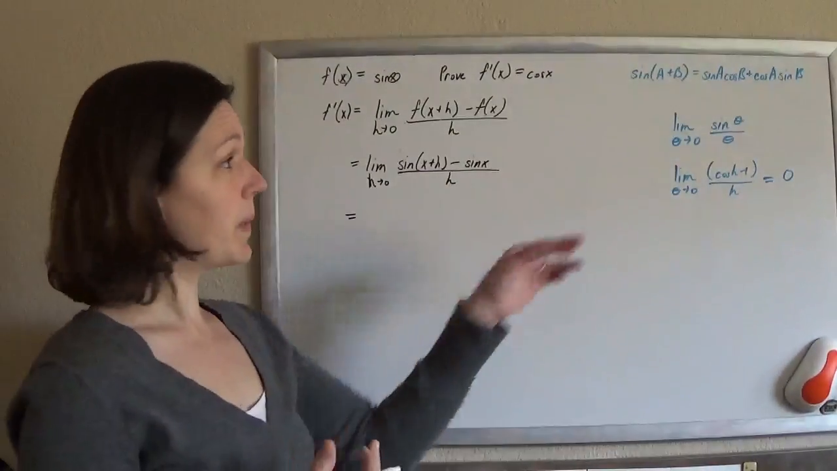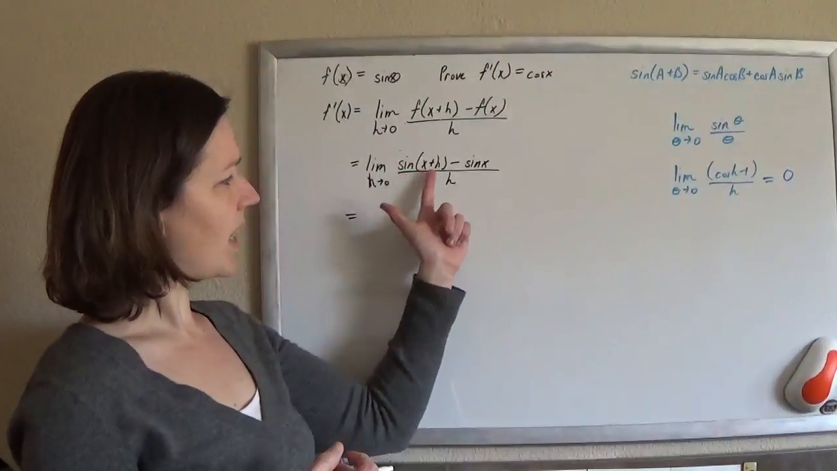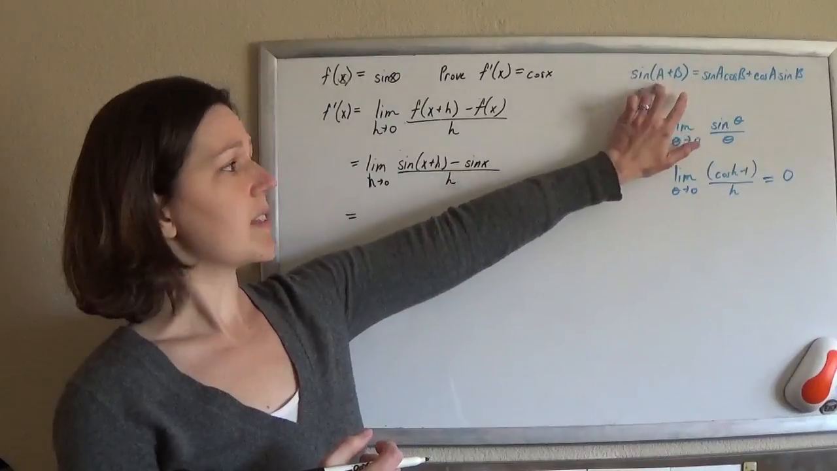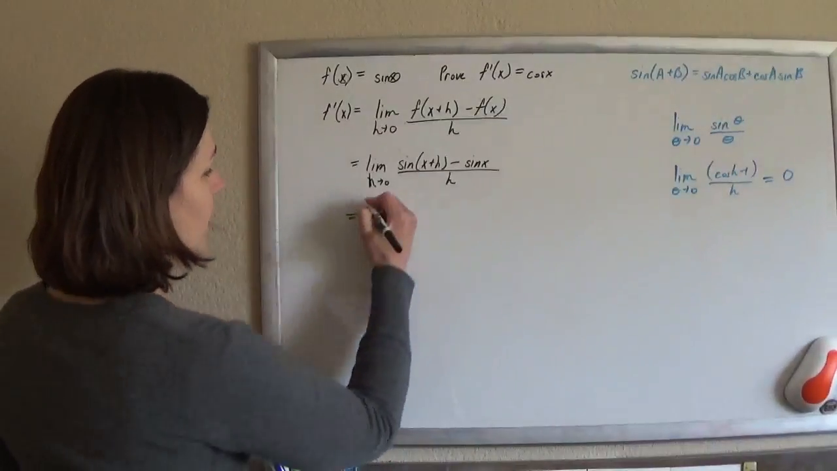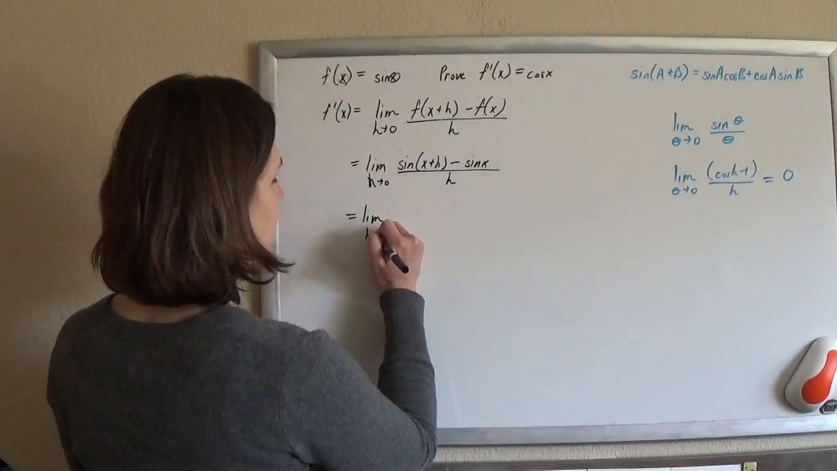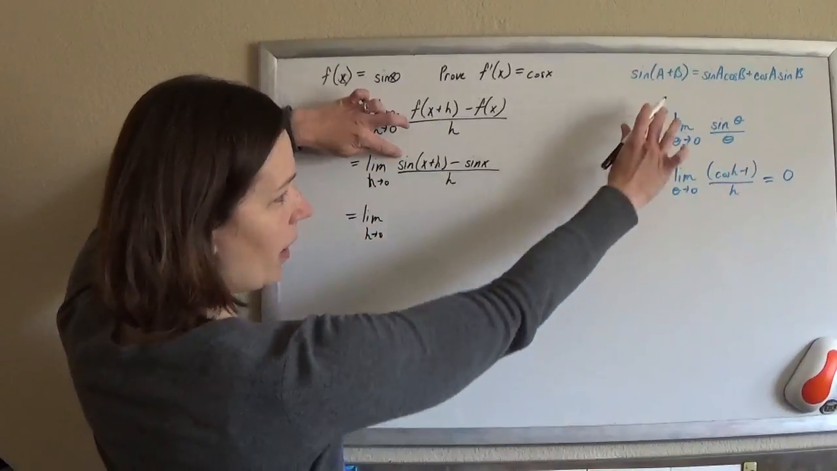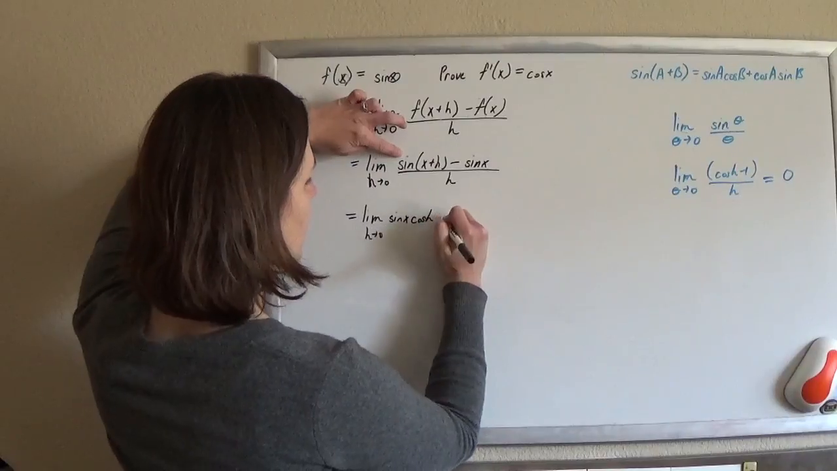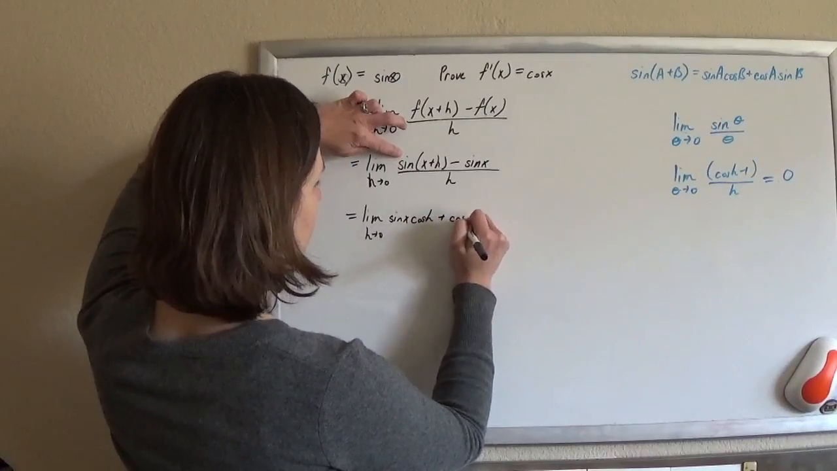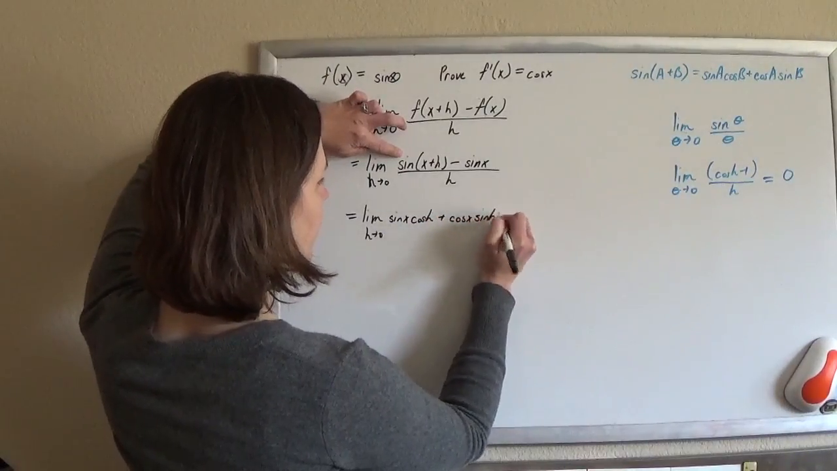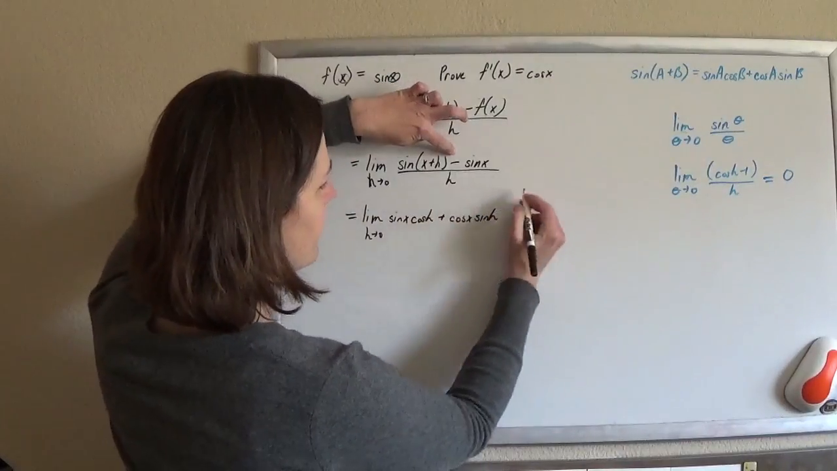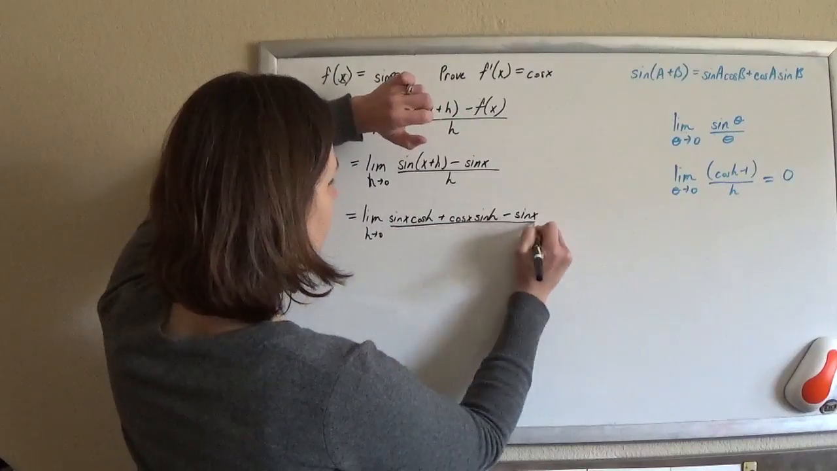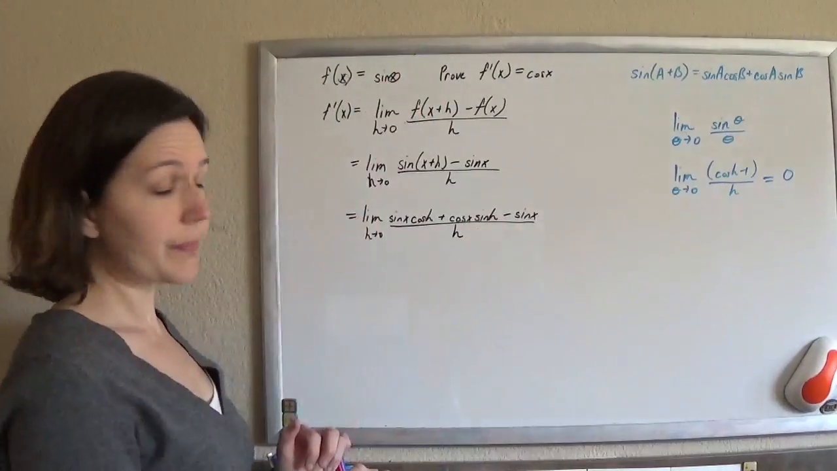So everything builds. You've got to remember, you've got the sine of a sum, and you've got a nice identity for the sine of a sum, and that's going to help us. So we're going to have the limit as h goes to 0 of the sine of x times the cosine of h plus the cosine of x times the sine of h. That takes care of that part. And then I'm going to go ahead and subtract the sine of x, and that's still all over h.